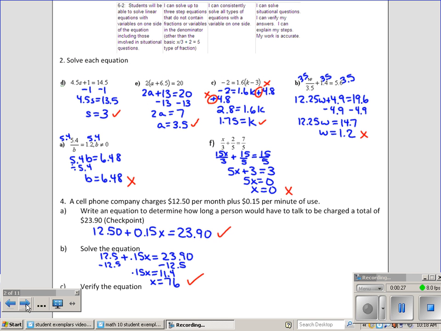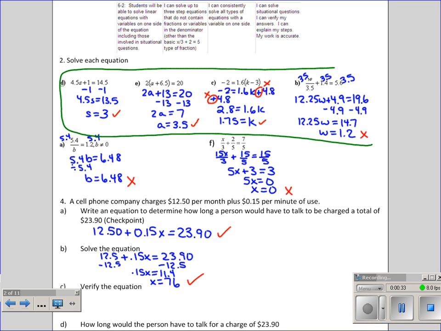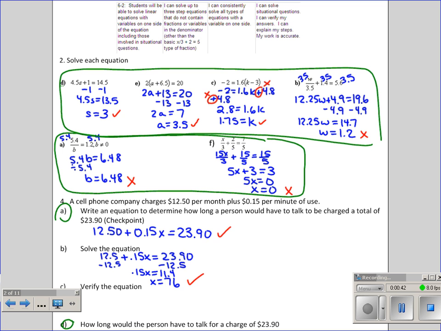The way that this exemplar is set up, the first row would be your level 2 type of questions. The second row is your level 3, and then your level 4 is 4A, 4C, and 4D.